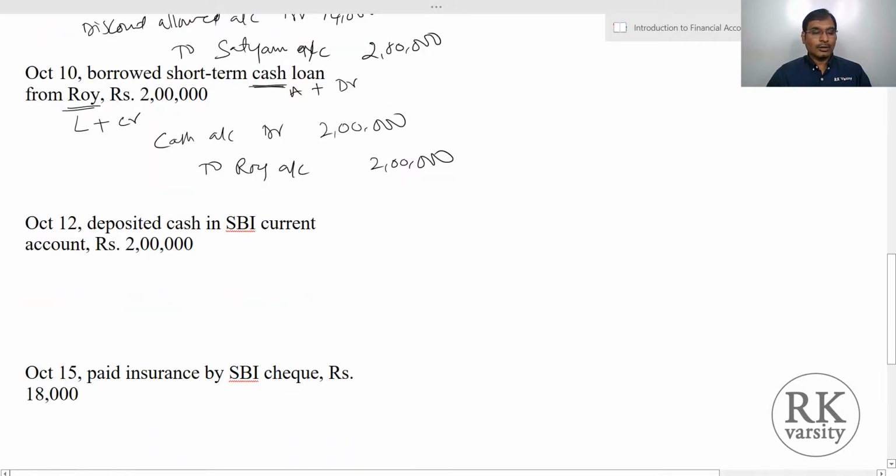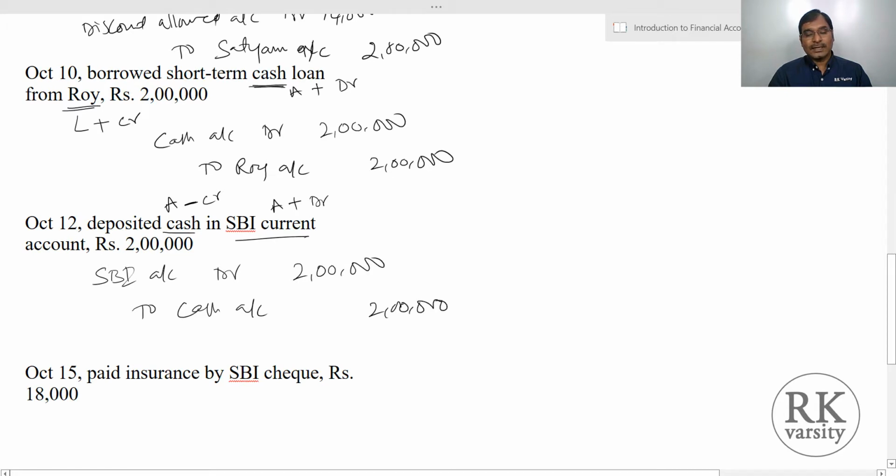Next, on October 12th, deposited cash in SBI current account. So one is cash, which is an asset. Your bank account is also an asset because you are depositing your money there. So there is an increase in bank balance and a decrease in cash. So this account is debit and this is credit. Your transaction will be SBI account debtor to cash account, and the amount is rupees 2 lakhs.